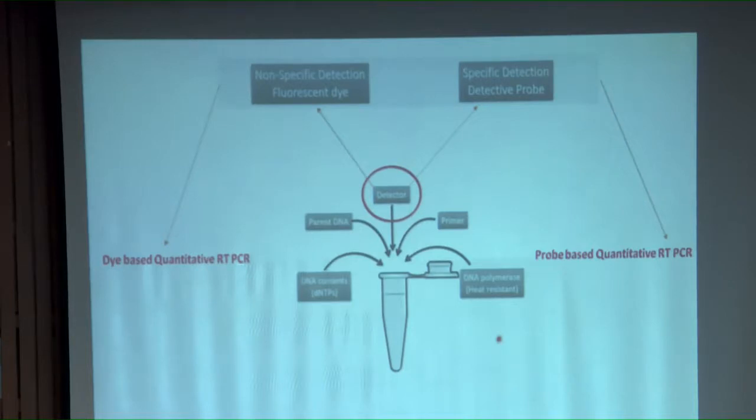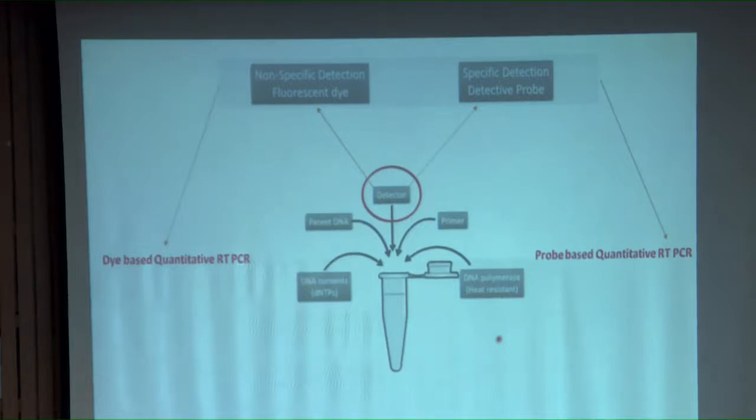In either case, you are going to add the detector in the PCR mixture. The detector can be either a fluorescent dye, right, or it can be a detective probe. So I introduce another word here, detective probe. It can be either a dye or a detective probe. When you use a dye, this technique is called fluorescent dye-based quantitative PCR. This dye-based quantitative PCR has some limitations that we will discuss later.